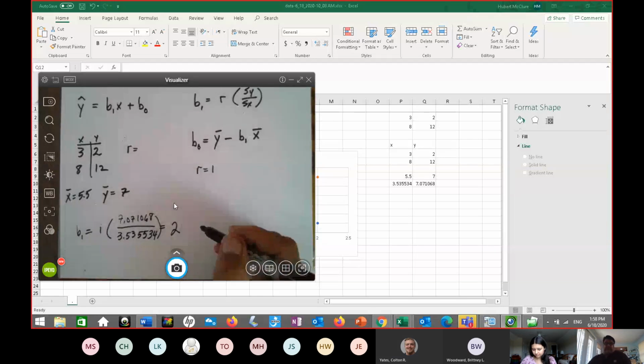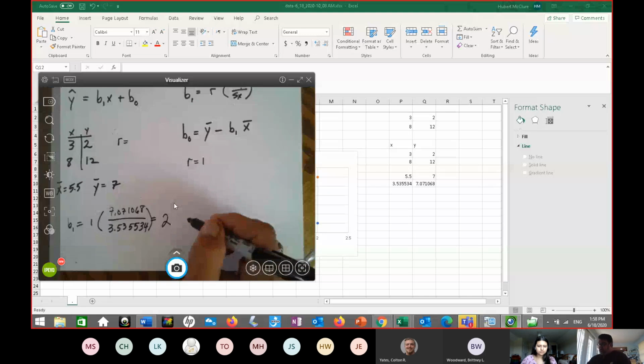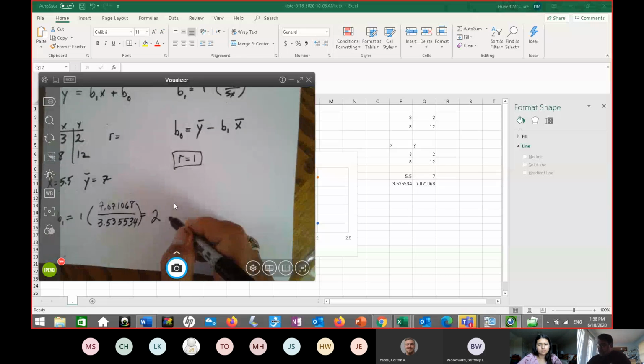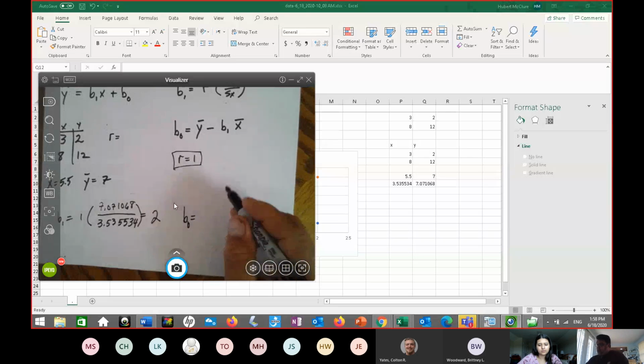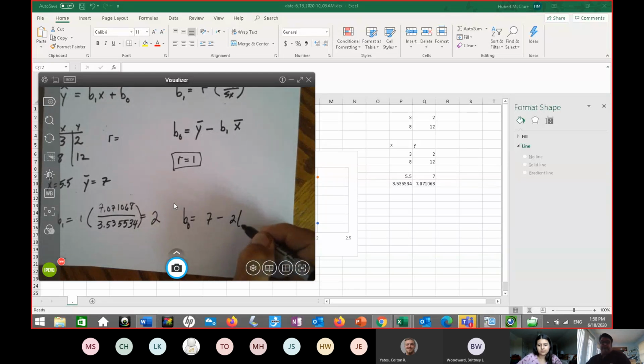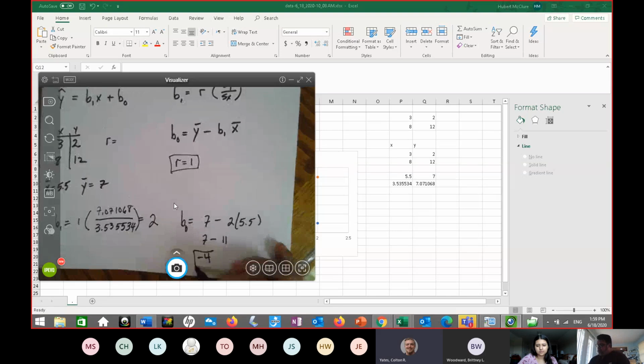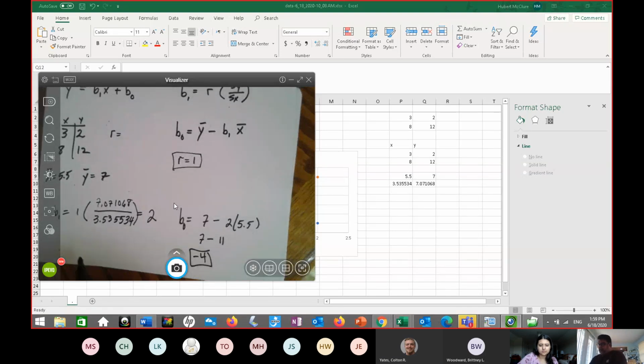We already got this. So I still don't know where they're getting that answer, unless they're asking for R. I don't know what they're asking for. All right, and then B sub 0 is equal to y-bar, which is 7, minus B sub 1, which is 2, times 5.5. So that's going to be 7 minus 11, negative 4. Yes, sir. That should be your y-intercept. So y is equal to 2x minus 4.